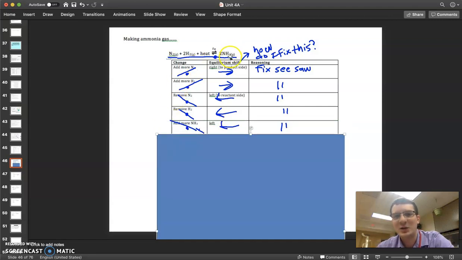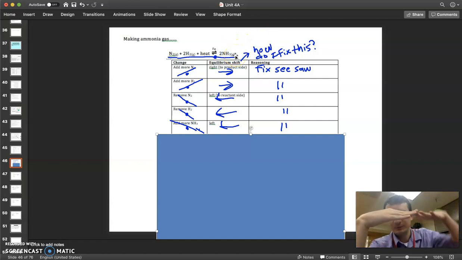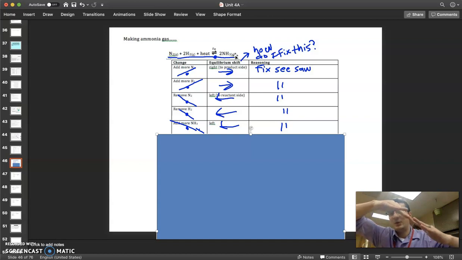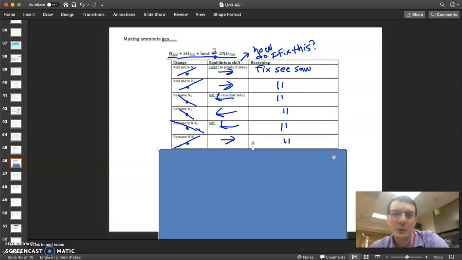If we add more NH3, it's going to make the right side heavier. So the right side is now heavier. Now we need to push it back to the left in order to balance it out. If we remove NH3, it's going to make the right side lighter, so it's going to make the seesaw go up. If we remove NH3, the reaction is going to compensate by turning the reactants into NH3 products. So that's how you deal with reactants and products.